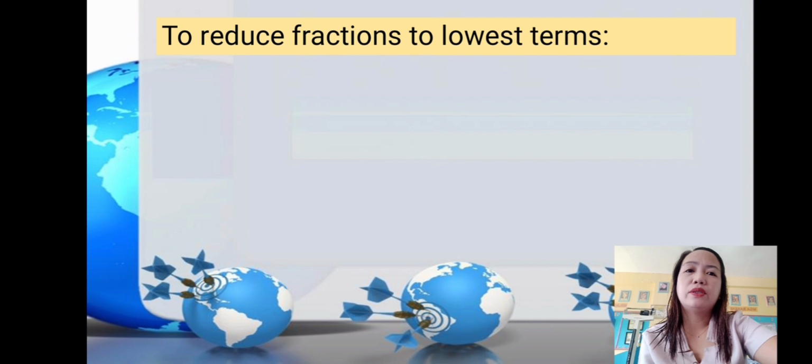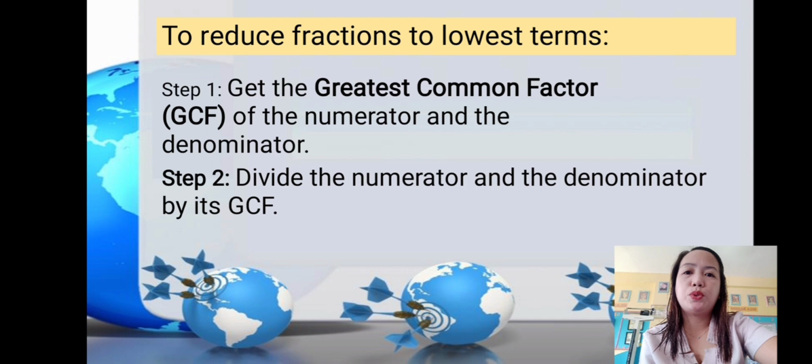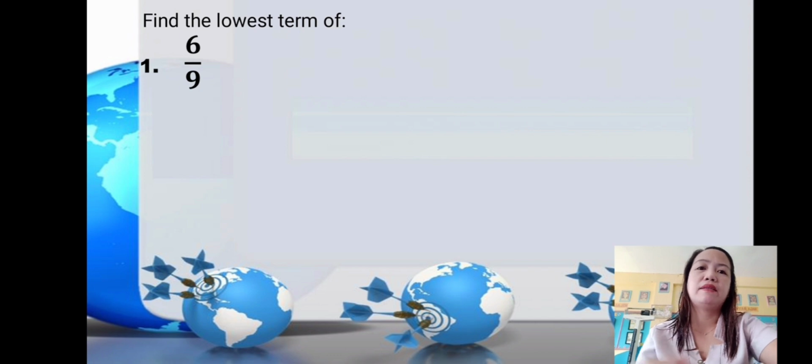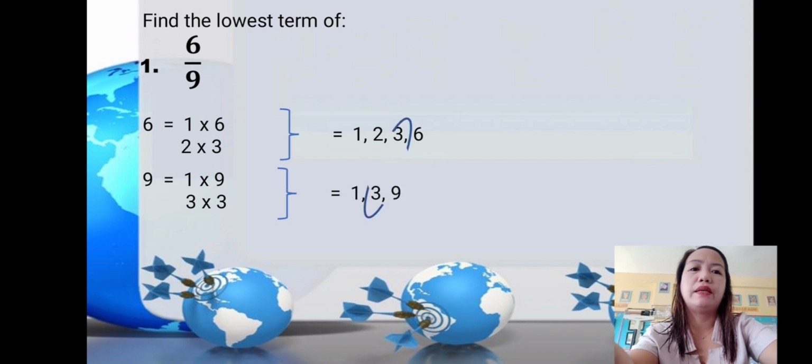Okay, ulitin ko ha. To reduce fractions to lowest terms, step 1, get the GCF of the numerator and the denominator. Step 2, divide the numerator and the denominator by its GCF. Okay. Try natin i-solve ito. Find the lowest term of 6, 9. Okay, ang una, ililista ang factors. The factors of 6 are 1, 2, 3, and 6. The factors of 9 are 1, 3, and 9. Ang kanilang GCF ay 3.